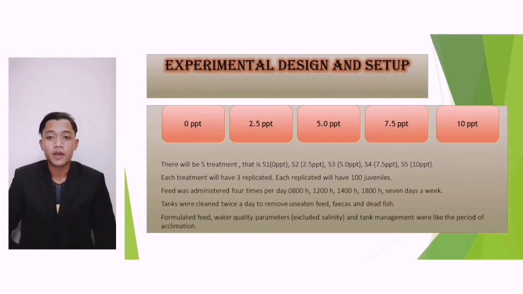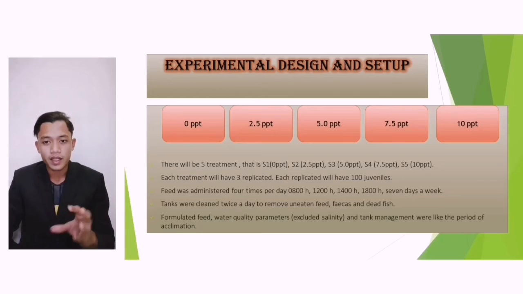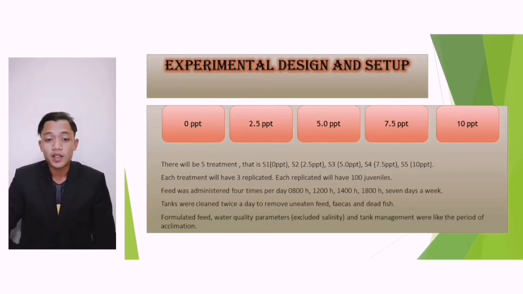For experimental design and setup, there will be 5 treatments. That is, S1 is 0 ppt, S2 is 2.5 ppt, S3 is 5.0 ppt, S4 is 7.5 ppt, and S5 is 10 ppt. Each treatment will have 3 replicates. Each replicate will have 100 juveniles.